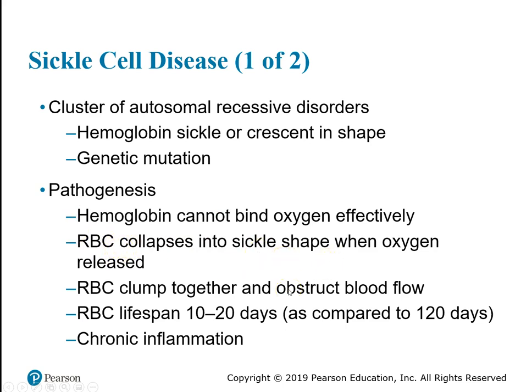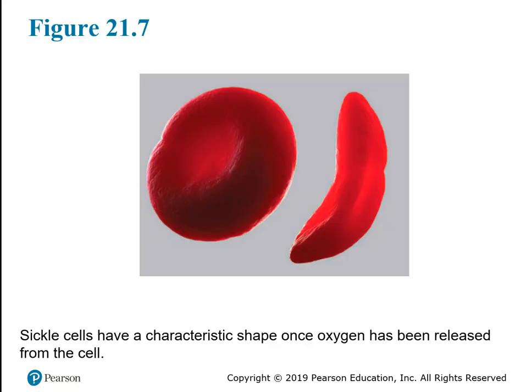They also have the tendency to clump together and obstruct blood flow. So you have the combination of those two things. Oxygen can't bind very well because of the shape, but also all of those sickle-shaped cells have the tendency to clump together. Also, the lifespan of the red blood cells is only about 10 to 20 days compared to 120 days. It also leads to chronic inflammation. So this is the sickle shape that you see of these red blood cells in sickle cell anemia.